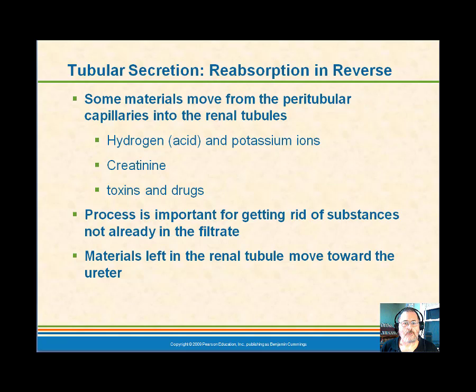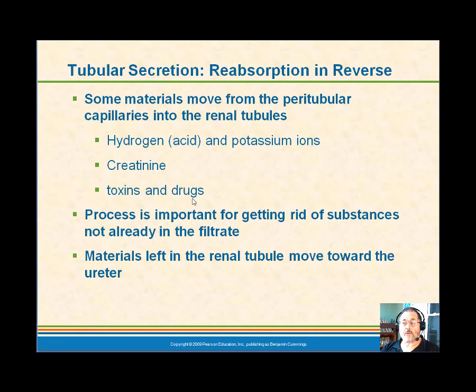Now, tubular secretion is basically just the reverse of reabsorption. Again, we are putting stuff that we don't want in our bloodstream into the urine to be gotten rid of. And this includes hydrogen or acid and potassium ions. It includes creatinine and toxins and drugs.